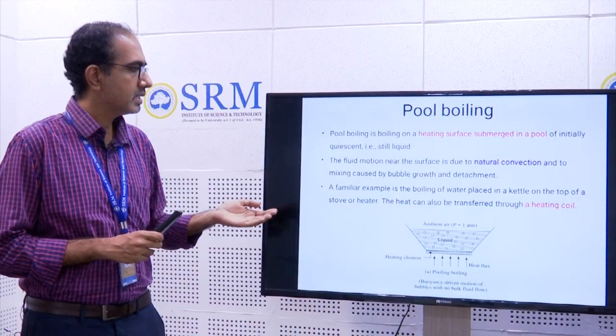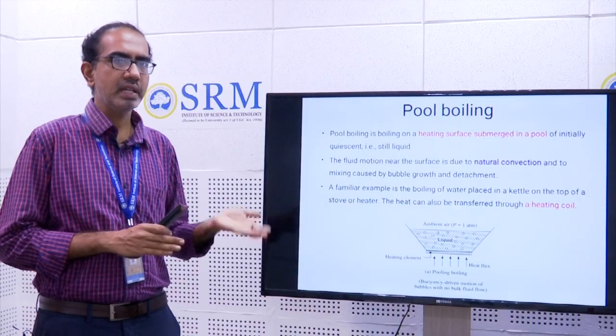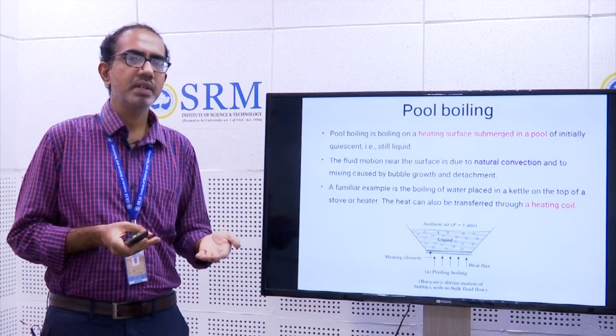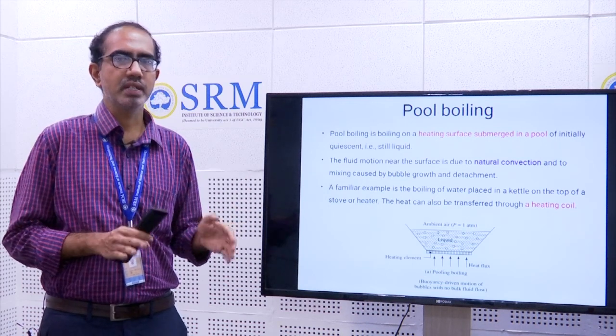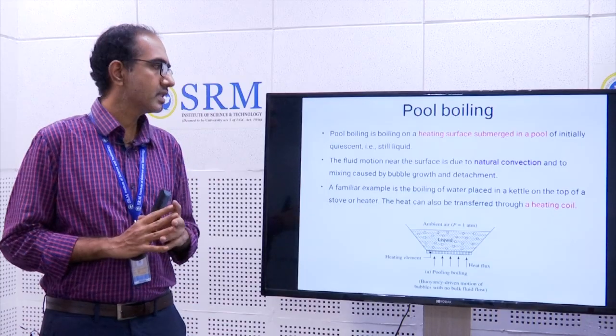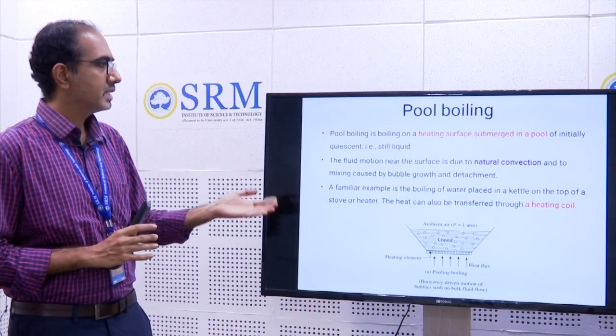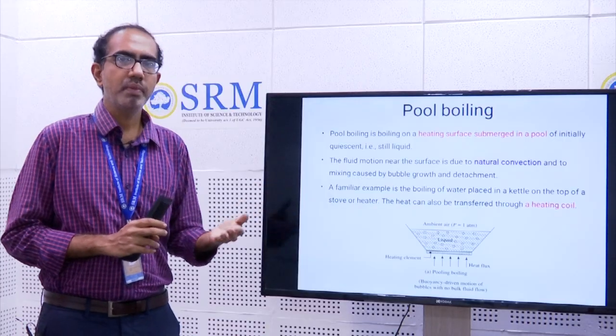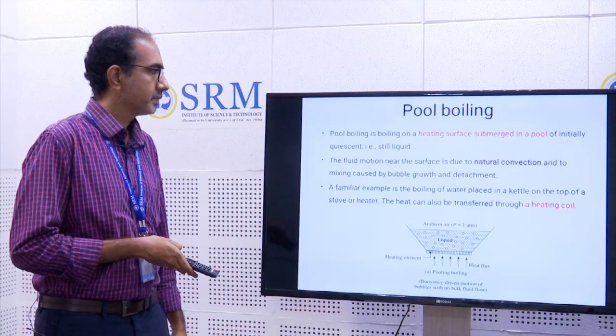In the figure we can see that the bottom has a heating element and there is a vessel. From the heating element, the heat will be transferred to the liquid. The liquid will be in a very quiescent state, and the best example is a kettle which is placed on top of a stove or heater.